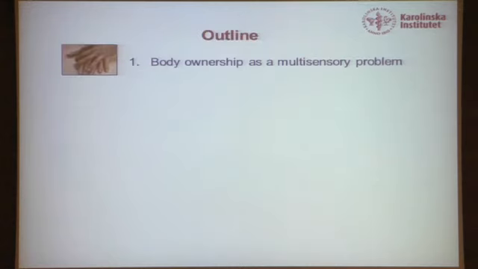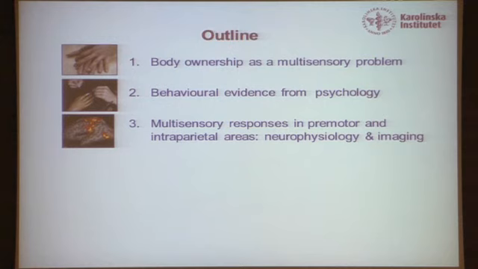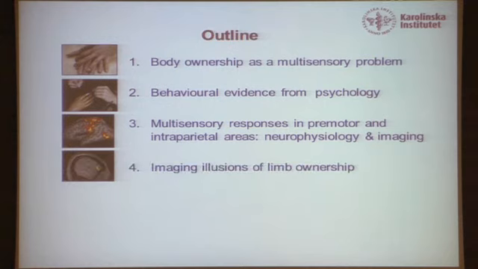So this is the outline of my talk. I will try to introduce the problem of body ownership as a multisensory problem, because then we can tackle it using various scientific approaches. I will tell you some behavioral evidence from psychology, some neuroscience about particular brain areas and some of the physiology there that could be very important to understand this problem. Tell you a little bit about brain imaging experiments, where we try to change the feeling of ownership while brain activity is being scanned with fMRI.